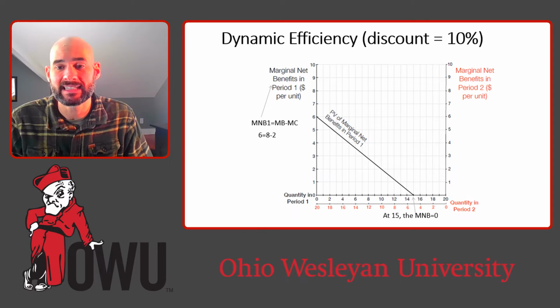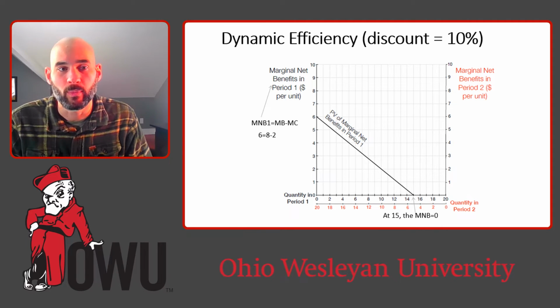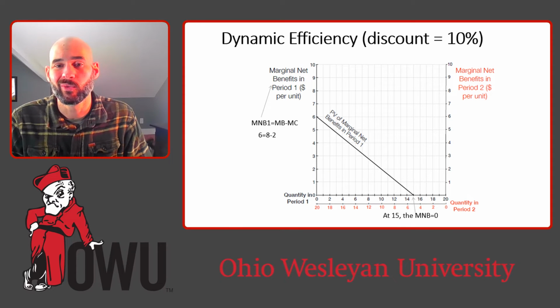And we can see that we also have the quantity going in both directions on the horizontal axis here. So in black, we have the marginal net benefit in period 1, the quantity extracted in period 1, and then in red, we have the marginal net benefit in period 2 and the quantity in period 2. And so graphing that marginal net benefit in period 1 is pretty straightforward.